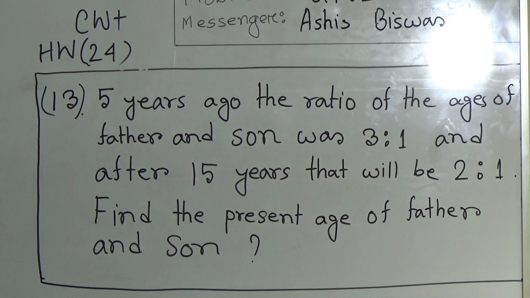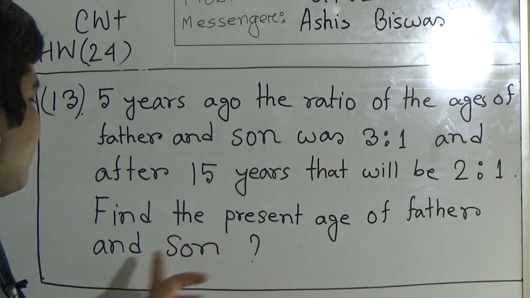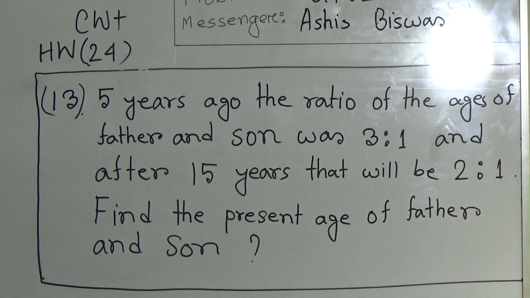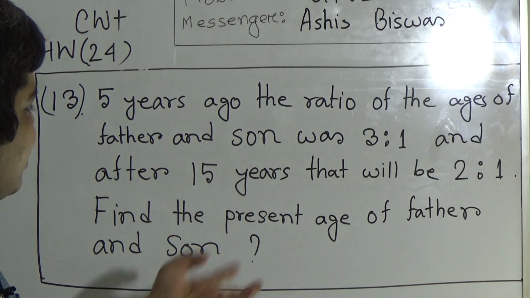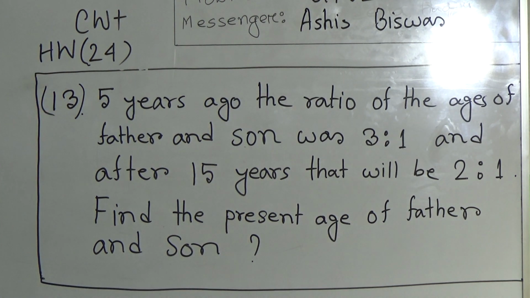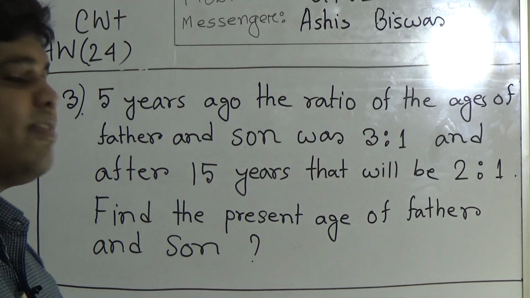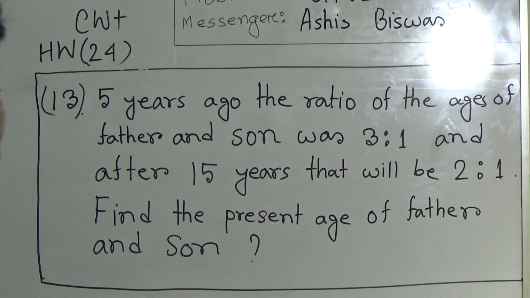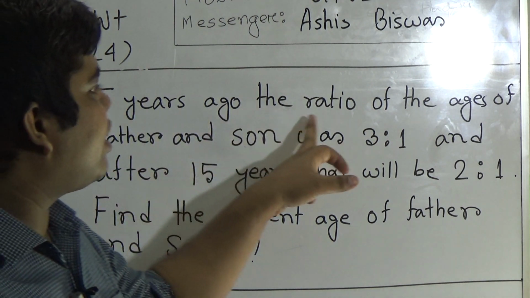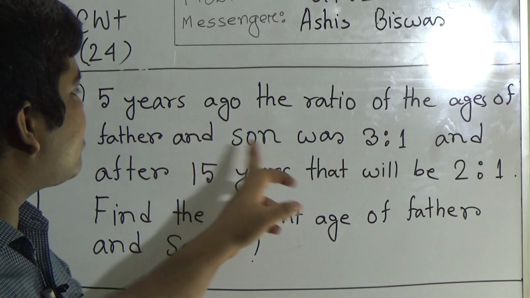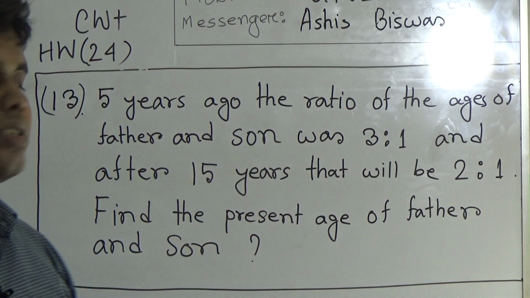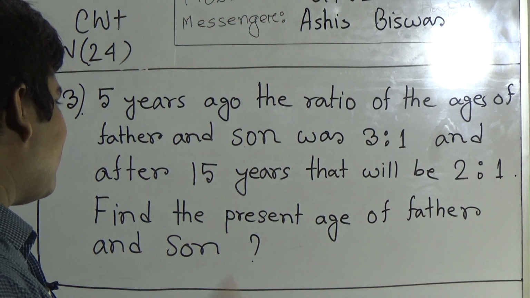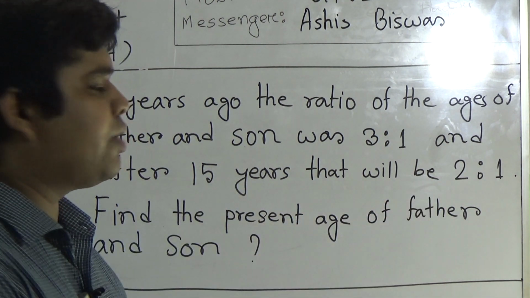My dear students, notice here the present age of father and son is unknown. So we need to find out the present age of father and son, that means two unknown values. So we first consider the present age of father is x and the present age of son is y. After that we make conditions. Notice here, the first condition is 5 years ago the ratio of the ages of father and son was 3:1. This is the first condition. And the second condition is after 15 years that will be 2:1.